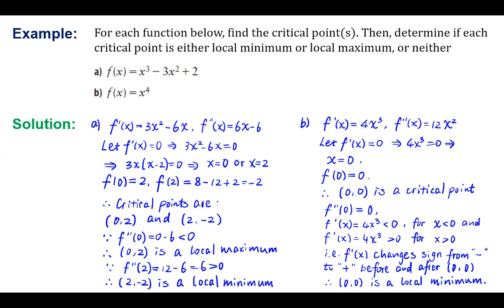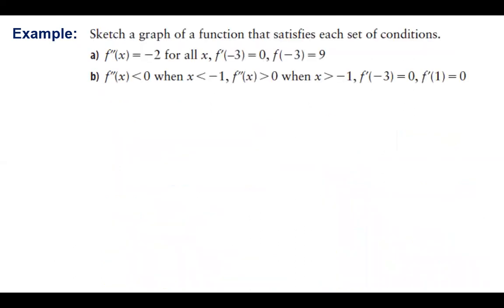Okay, if you have no questions, let's consider another example. Can you sketch a graph of a function that satisfies each set of conditions? Question A: the second derivative equals -2 for all x. The first derivative at x equals 3 is 0. And the image of this function at x equals 3 is 9.